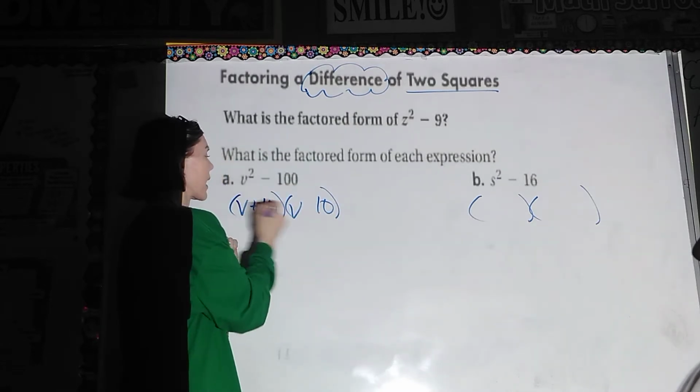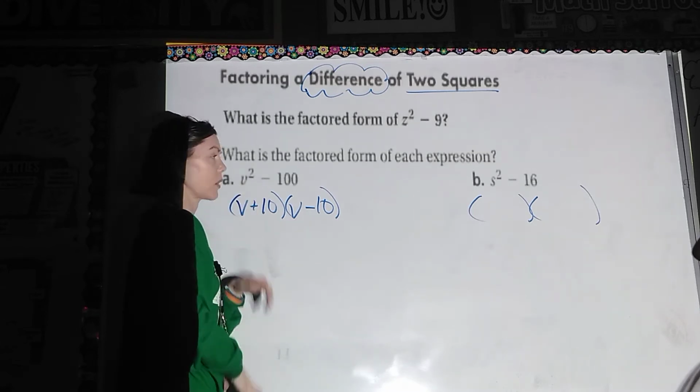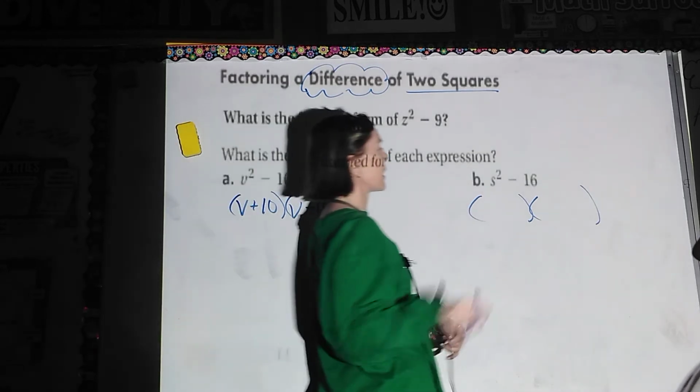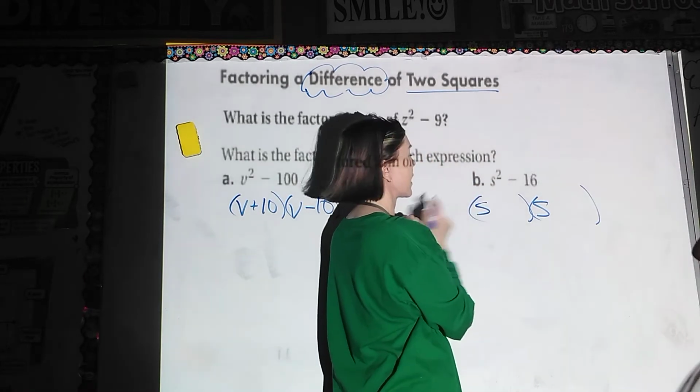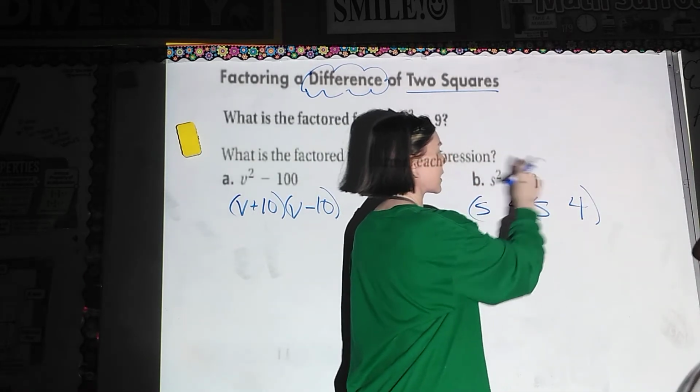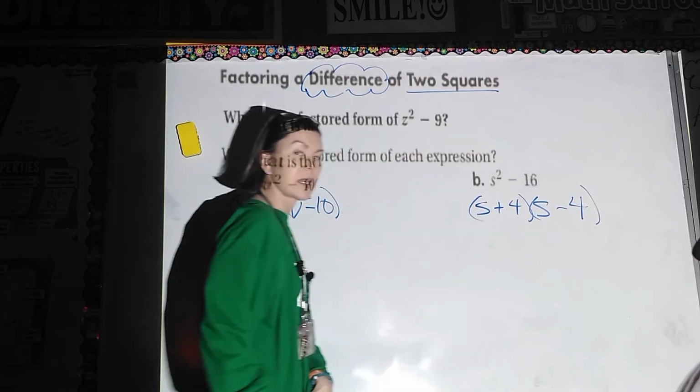But it has to be a positive and a negative, because a positive times a negative gives you a negative. And then another one here: S times S gives you the first term, S squared, and 4 times 4 gives you 16. But one needs to be a positive and one needs to be a negative.